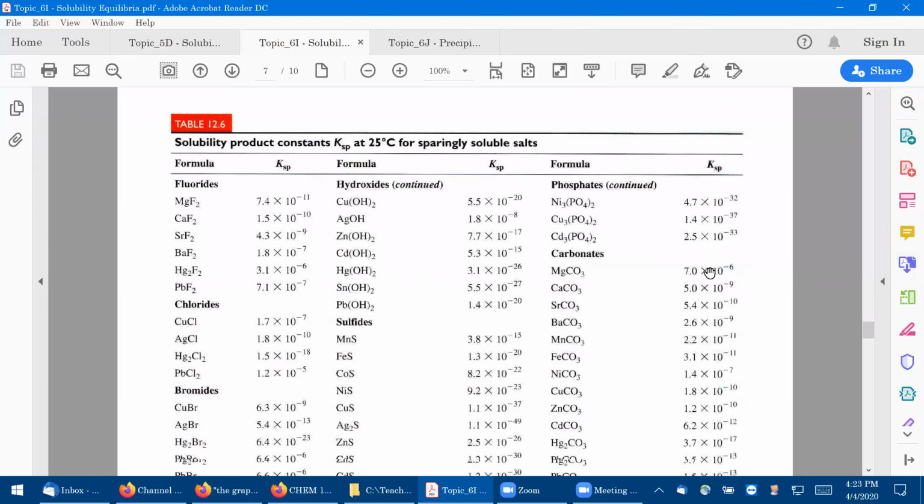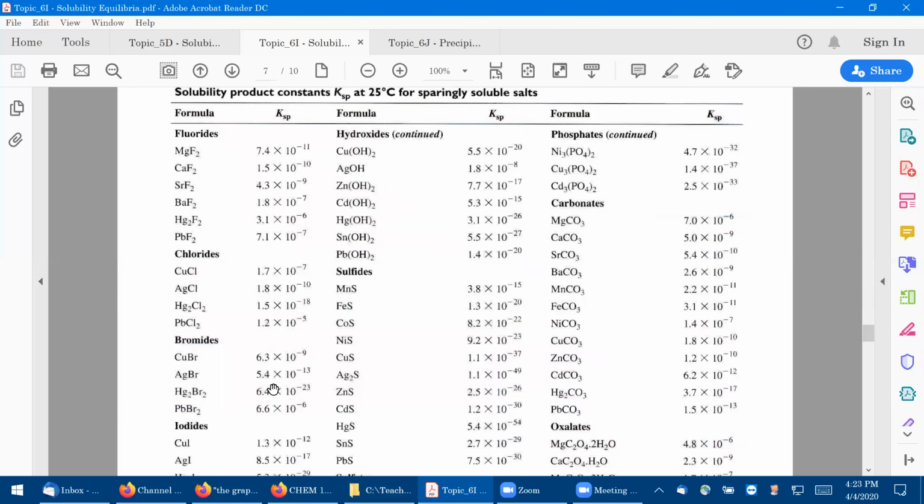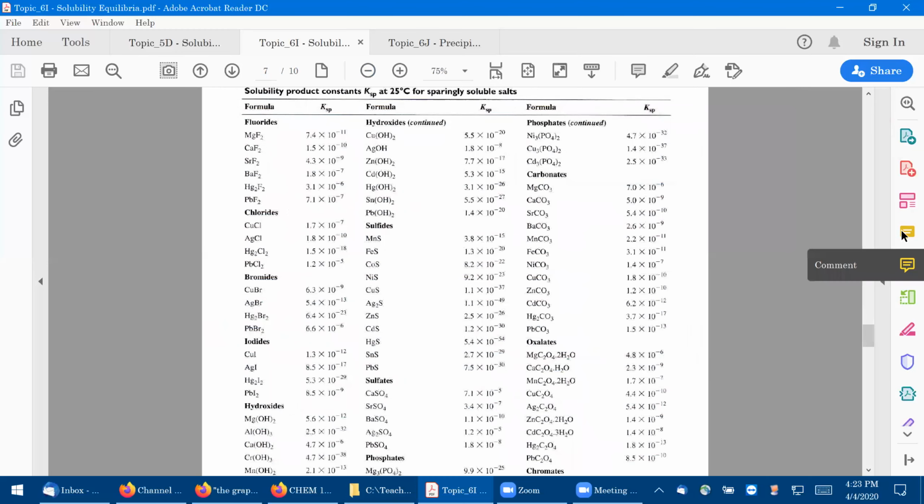Now, here are some values. And I'm obviously not going to go through all of these in detail. Let me lower this a bit. There are lots of numbers here, and this is only a small sampling. There are literally thousands of these for virtually every ionic compound you can imagine.